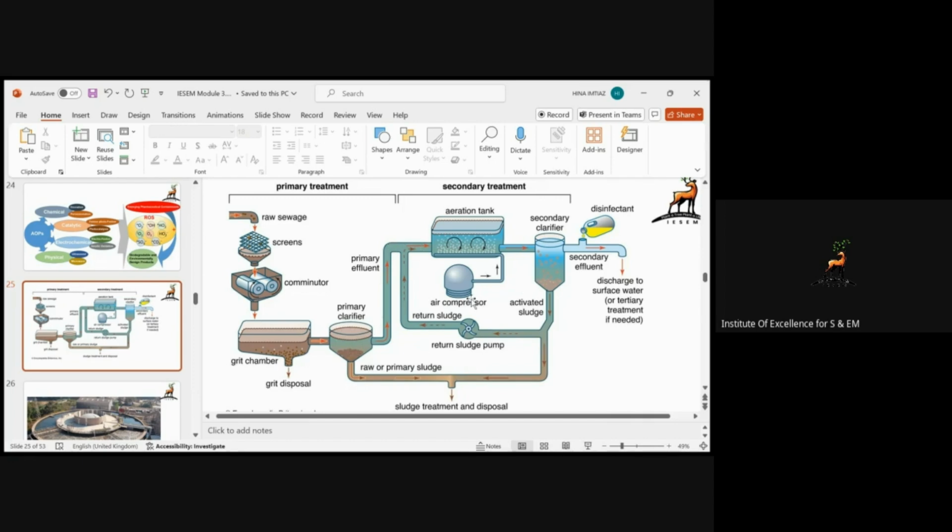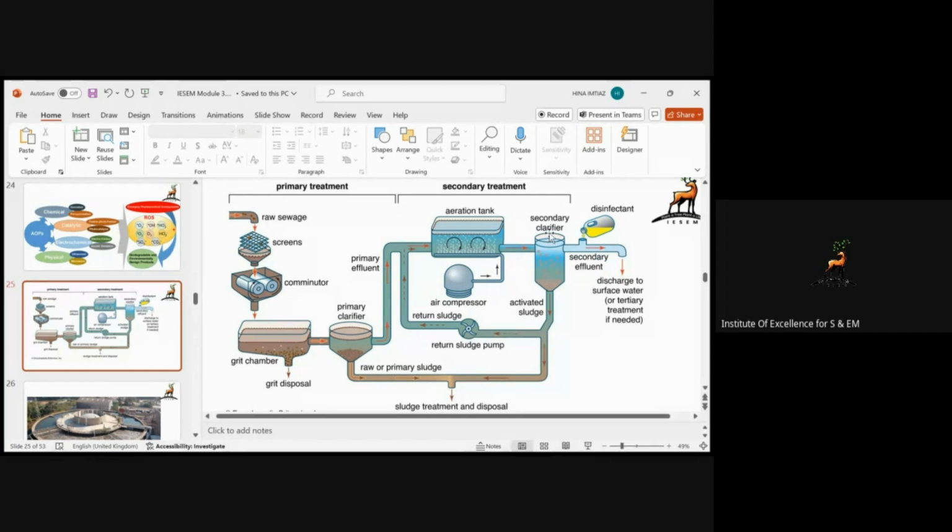In the aeration tank, there is involvement of air. Here you can see a round-shaped air compressor. That air is introduced into the aeration chamber, and here in the aeration tank, the bacteria attack that particular contaminant, and the contaminants decompose into simpler ones. After the aeration tank, the wastewater goes into the secondary clarifier.